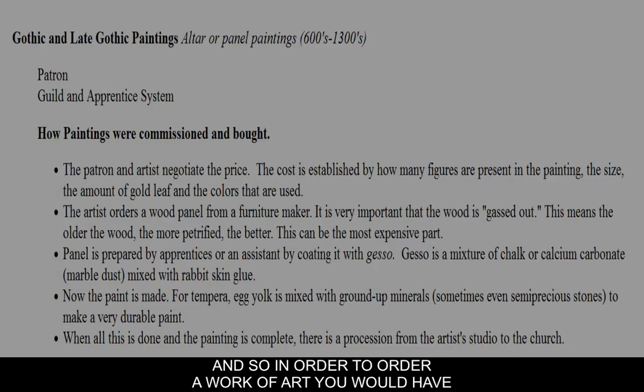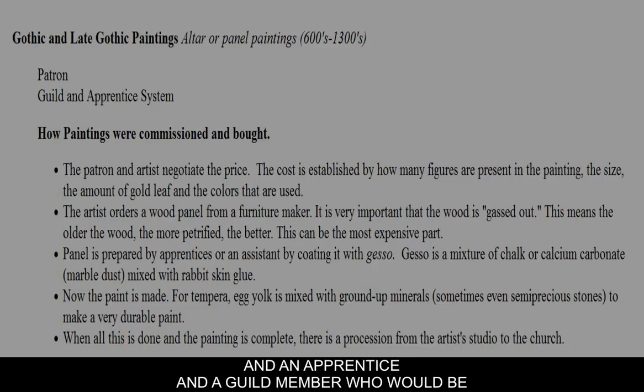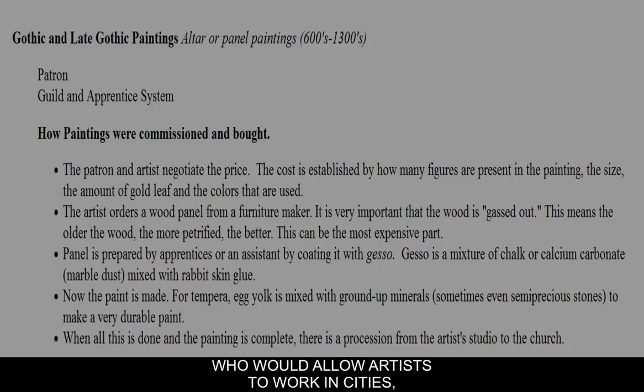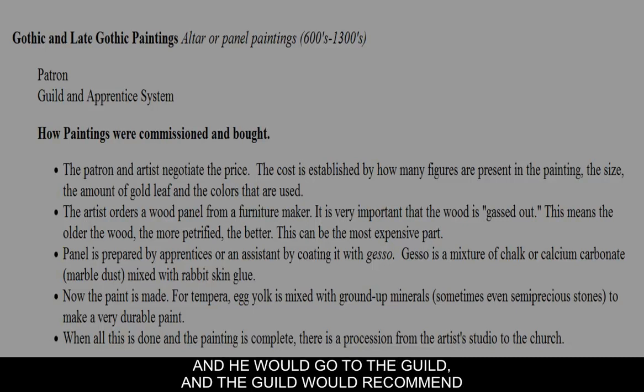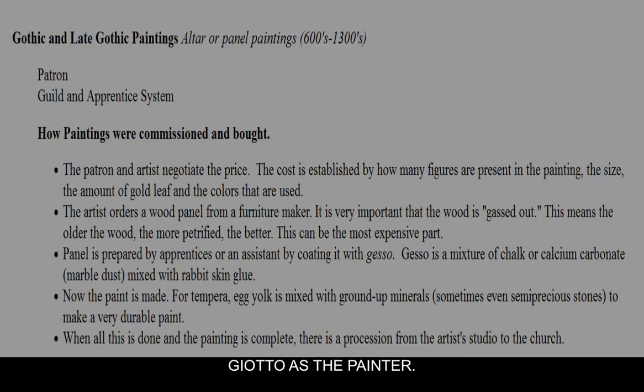And so in order to order a work of art, you would have a system in which you have a patron, who is basically the rich merchant, and an apprentice and a guild member who would be the person who made the work of art. And the Guild of St. Luke, which was the major source of patronage at this point in time, would allow artists to work in cities. Let's say Lorenzo de' Medici, for sake of argument, or Enrico Scrovegni comes to Giotto and wants to get a painting. Well, the first thing he'd have to do is work through the guild, and he would go to the guild, and the guild would recommend Giotto as the painter.